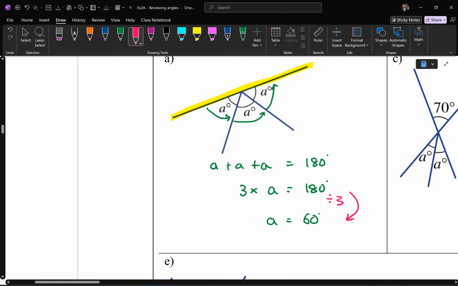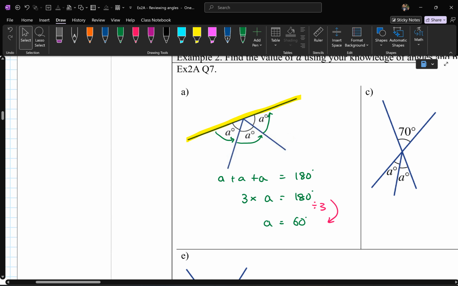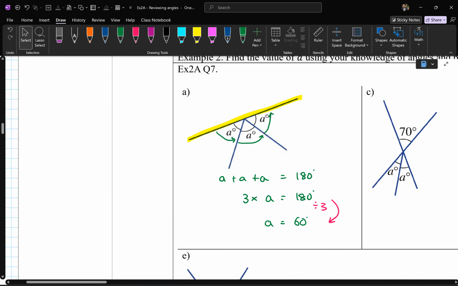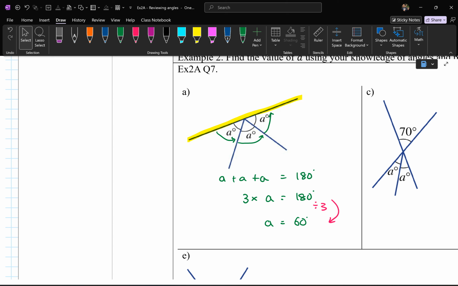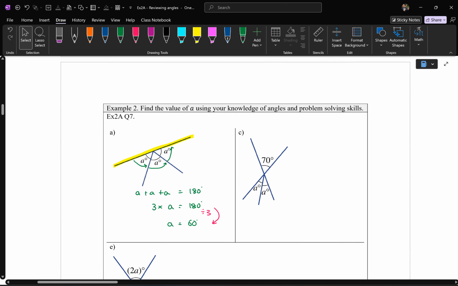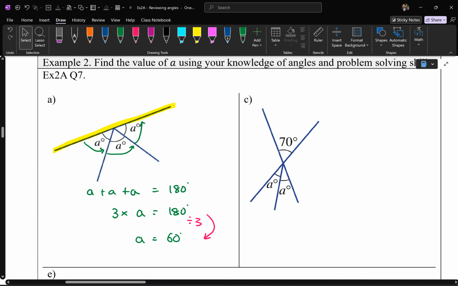So this is a problem solving one. The layout is key. So diagram, this is supplementary or straight angle. And then I've worked out what A equals. So question, method, answer. Next one, C. C looks a bit funny, but same concept. Bo, you want to have a go?